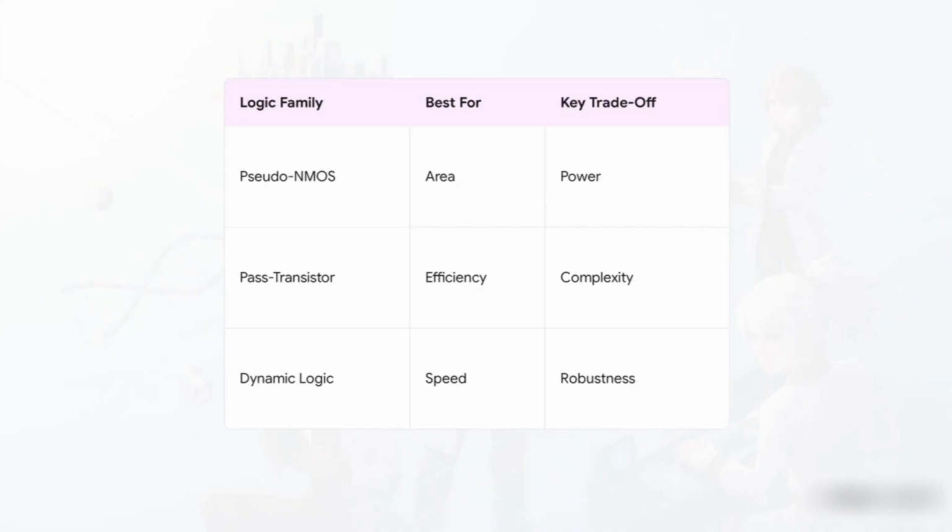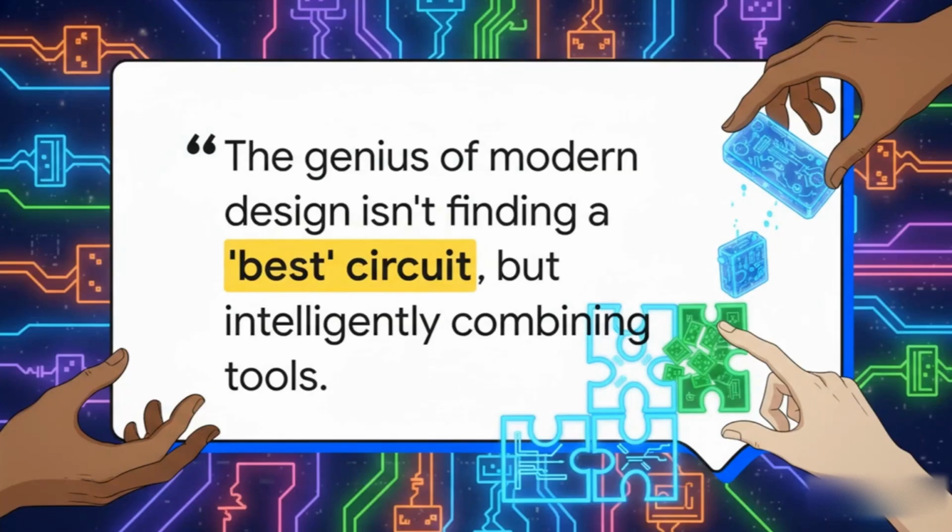So, what this all comes down to is the digital designer's dilemma. And trust me, this is a challenge engineers deal with every single day. As you can see, there's no silver bullet, no one-size-fits-all solution. If you need to save area, you go with pseudo-NMOS, but you're going to pay for it in power. For signal routing efficiency, pass transistor logic is awesome, but it adds a lot of design complexity. And if all you care about is maximum speed, you use dynamic logic, but you're giving up some robustness. It's all about trade-offs. And that really brings us to the main point of all this.